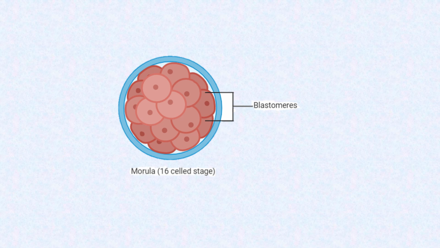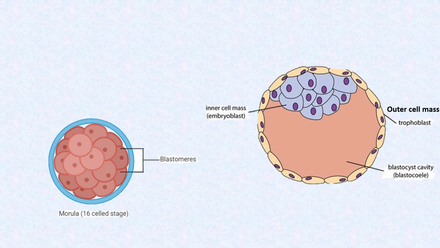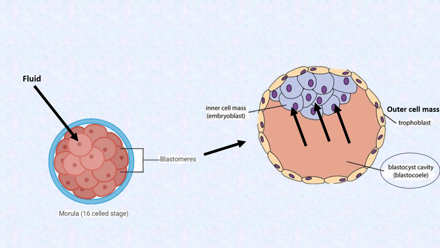About 3 days after fertilization, the zygote has formed into a group of about 12 or more blastomeres and is now called a morula and enters the uterus. When the morula enters the uterus, it undergoes multiple changes. Fluid moves into the morula, essentially pushing the mass of cells to one edge and forming a fluid-filled cavity, called the blastocystic cavity or blastocele.